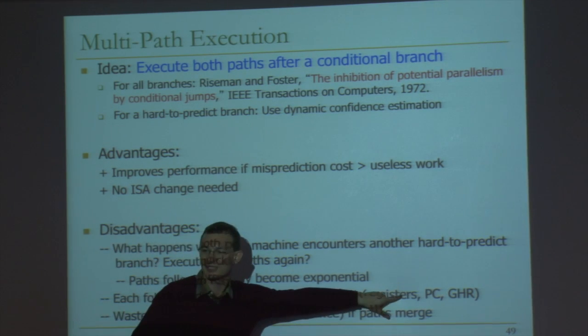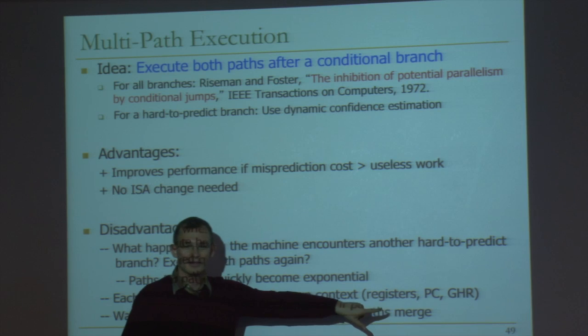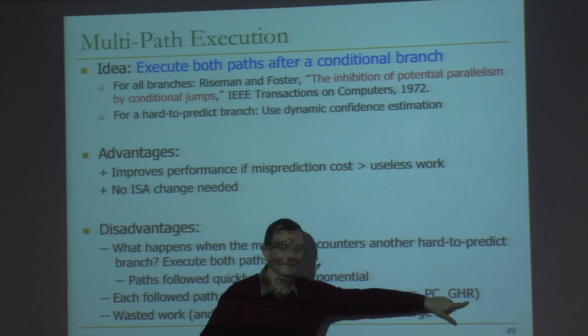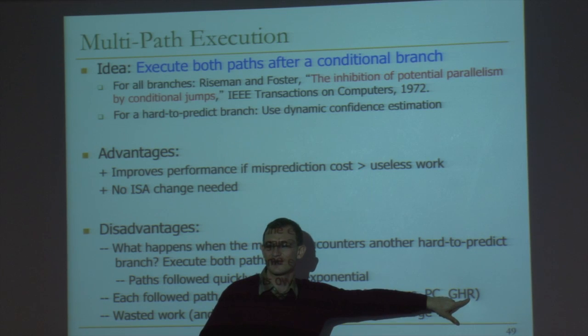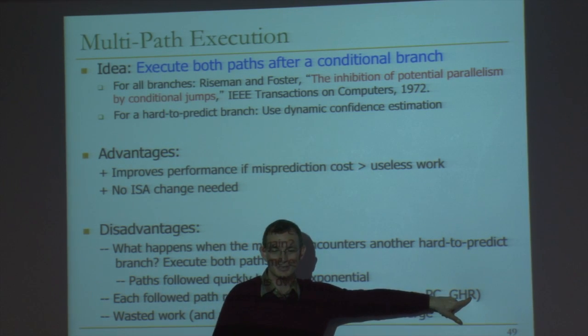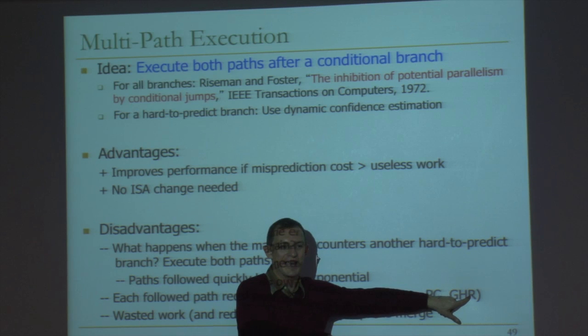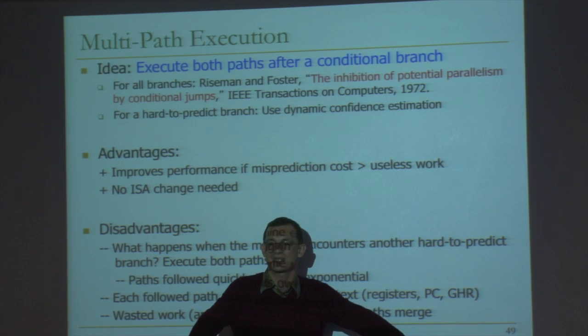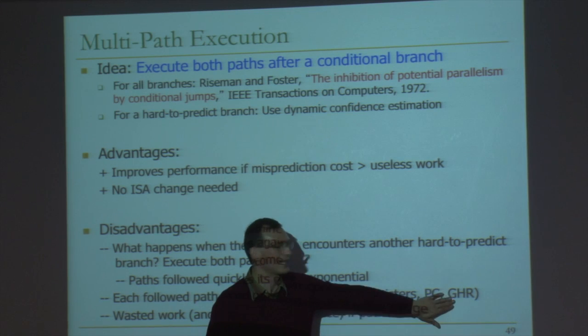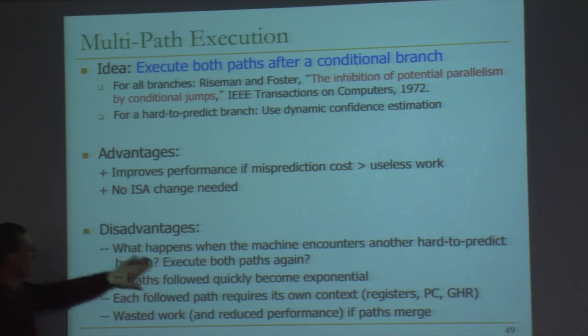You need to have a program counter, you need to have registers, and you'd better have different branch prediction structures, or at least a global history register that's different for these different paths, because you want to predict the branches correctly in different paths. And by definition, you have different histories for different paths, right? So you've got to be careful when you actually implement this. And we've already talked about this.